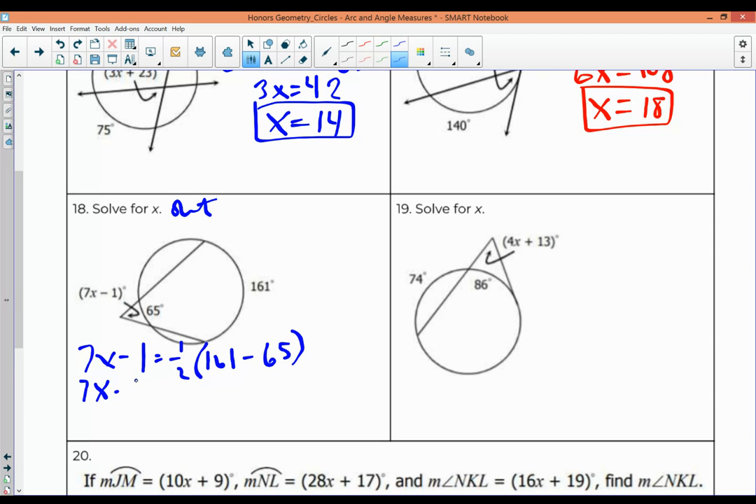So 7x minus 1 equals 48. 7x equals 49. And solve for x. So once I get there, I'm done. X equals 7.